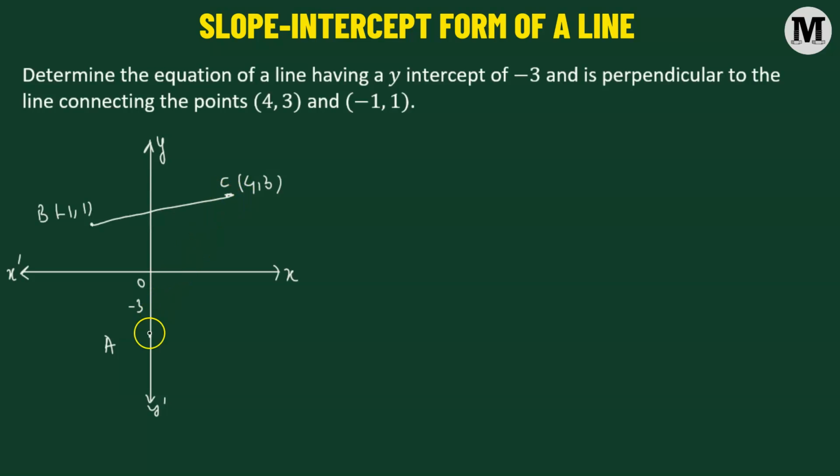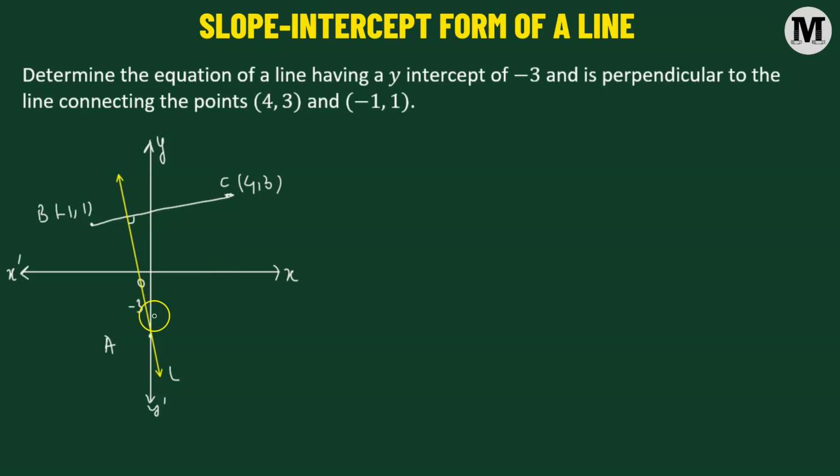Now we need to find the equation of a line through A such that it is perpendicular to the line BC. So let's sketch a line which is perpendicular to line BC and it also passes through the point A. So here we have the line L and this line is perpendicular to the line BC.